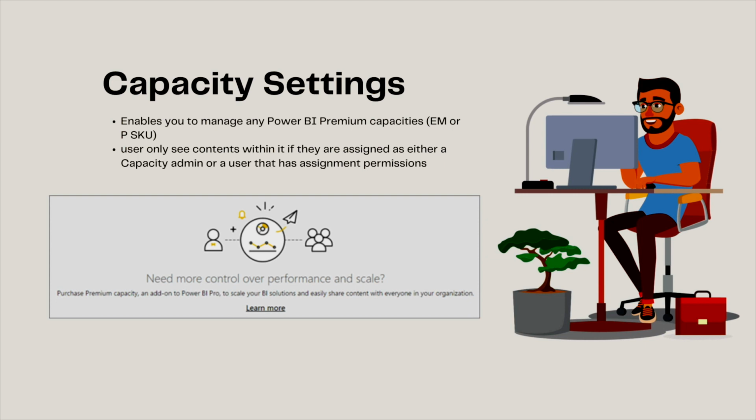All users within your organization can see the Power BI Premium tab, but they only see contents within it if they are assigned as either a capacity admin or a user that has assignment permissions. If a user does not have any permissions, the following message is going to appear.